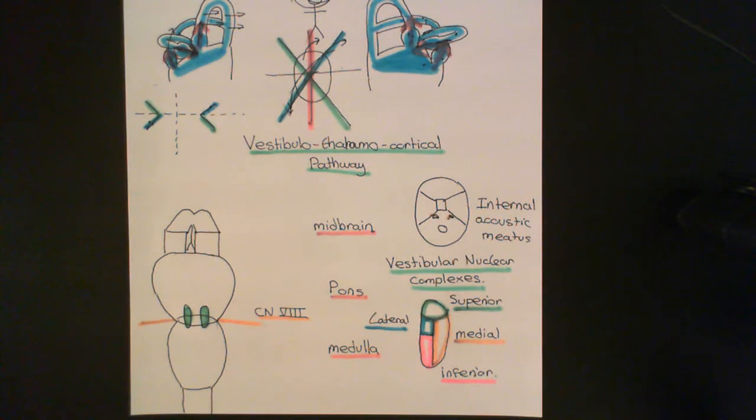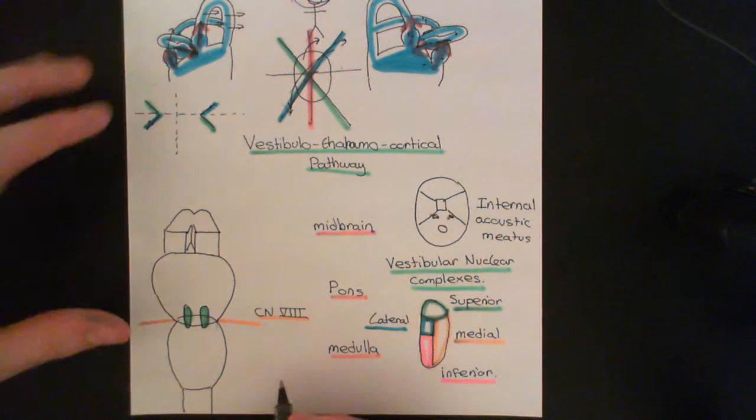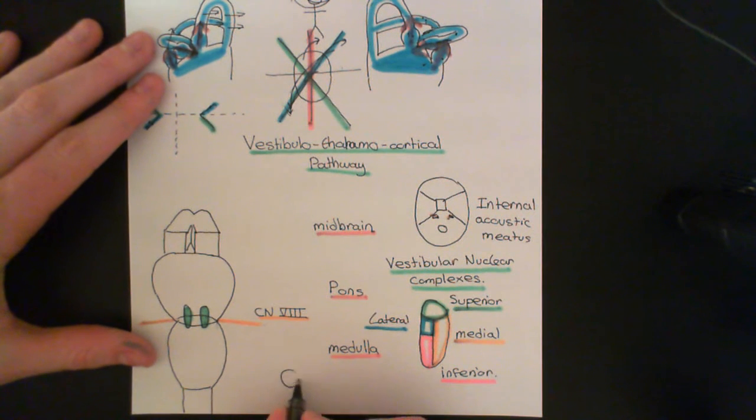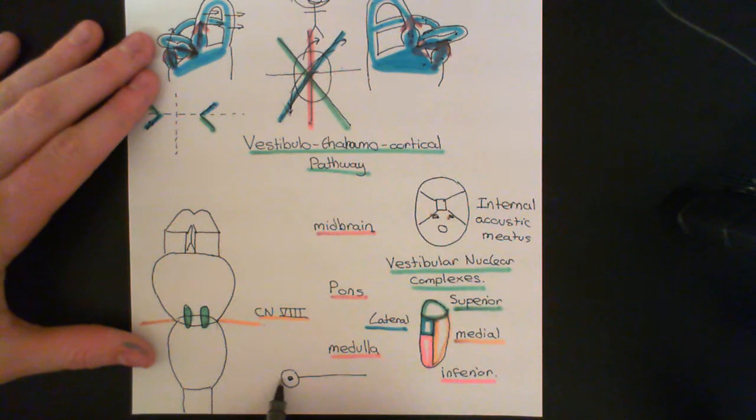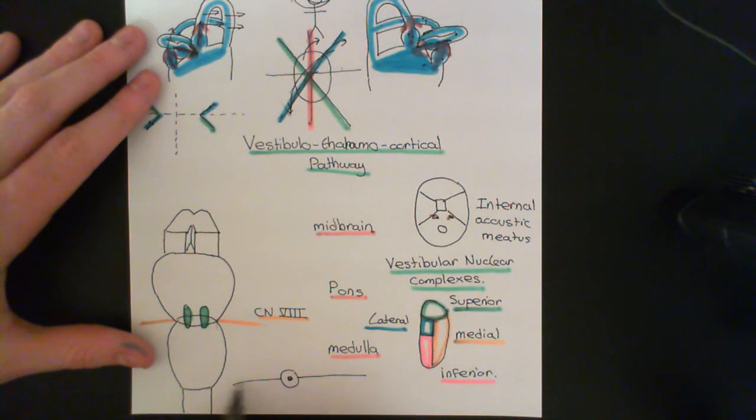We're just interested in the central processes of the bipolar neurons coming from the vestibular sensory organs, and these are going to go into the vestibular nuclear complexes. So in will come the central process of the bipolar neuron, and I'll just draw out a bipolar neuron again. So here is the cell body, which remember will be in one of the Scarpa's ganglia. Here is the central process, here's the peripheral process. The peripheral process will be innervating some hair cells, so I might even just draw this.